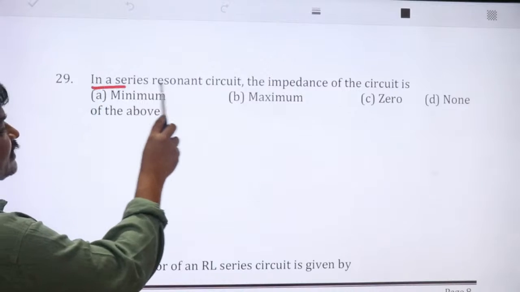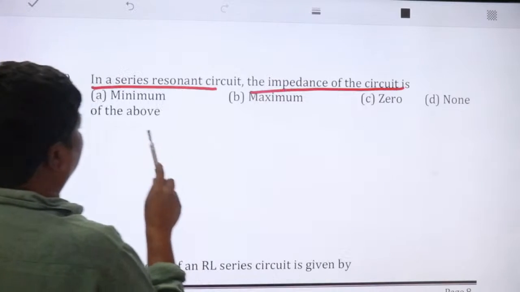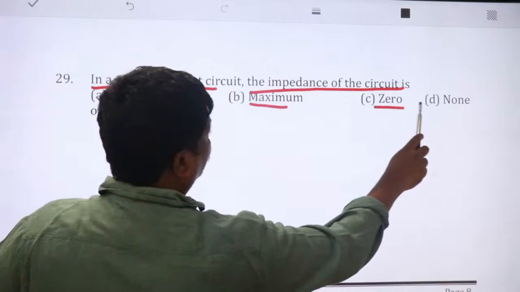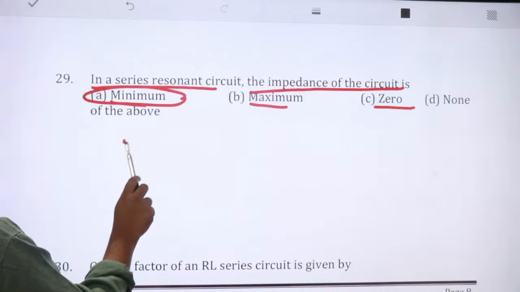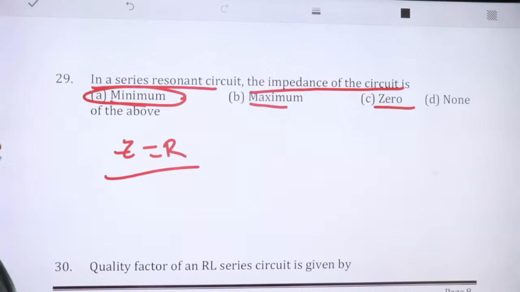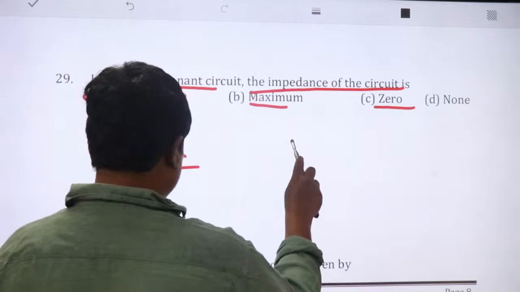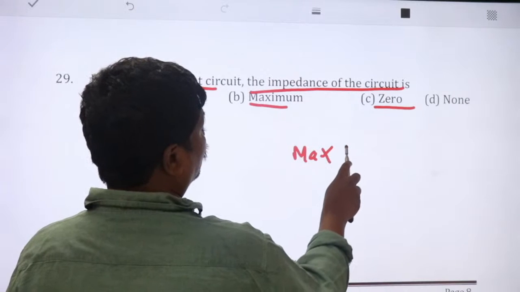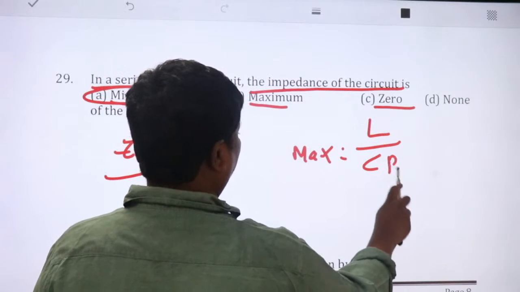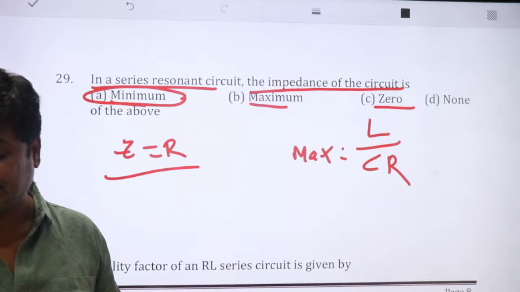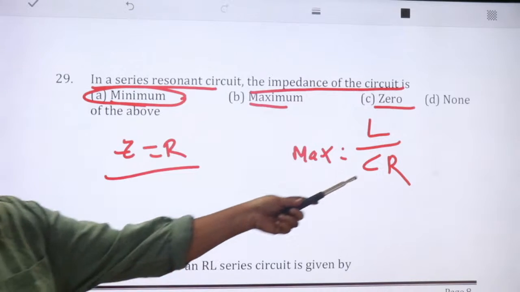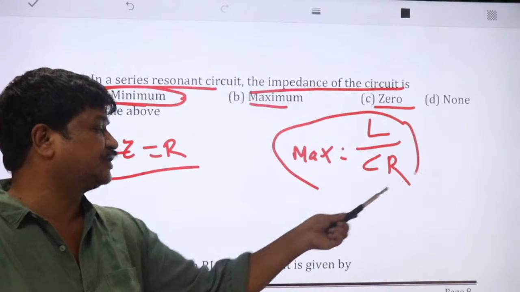In a series resonant circuit, the impedance of the circuit is minimum, maximum, 0, or none of these. In a series resonant circuit, the impedance is minimum because Z is equal to R. What is the impedance at a parallel resonant circuit? The impedance at a parallel resonant circuit is maximum, which is given by L by CR. For this, the answer is this one. This is also an important question. That's why I told you.